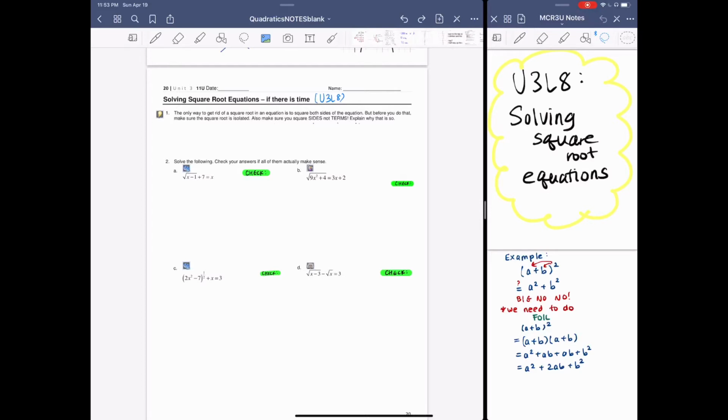Explain why that is so. So let's take a look at this example. We must square the whole side, not term by term, since terms are separated by plus and minus, and you cannot distribute the square over addition/subtraction.